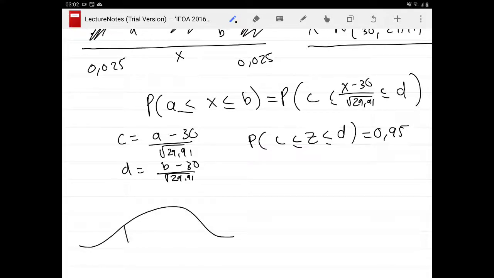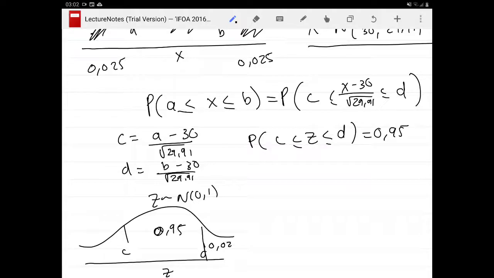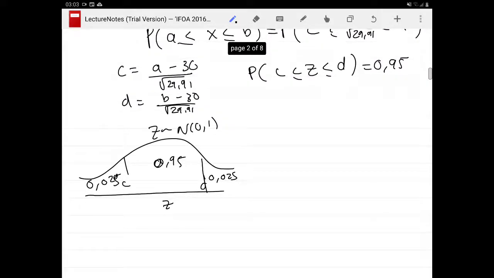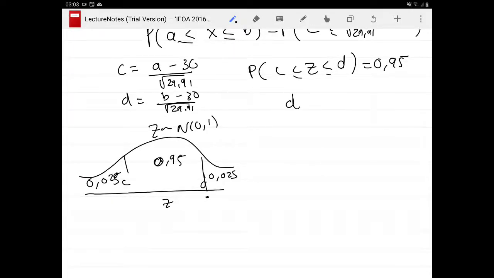So it's the same idea. We're finding C and D so that our Z score, where Z is a normal with mean 0 and variance 1, has this area in the middle be 0.95, with 0.025 on each side as well. So that's essentially what we're doing. You need to find what Z quantile has 0.025 to the right, and what quantile has 0.025 to the left.